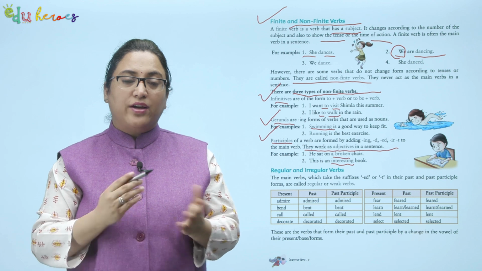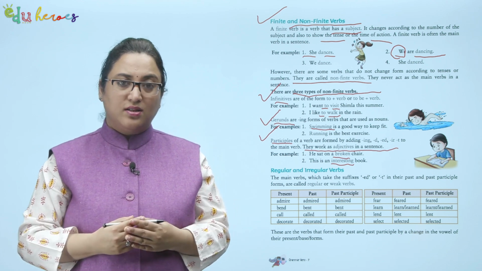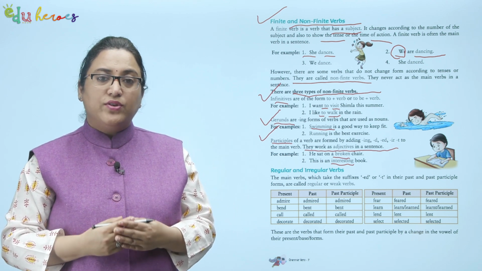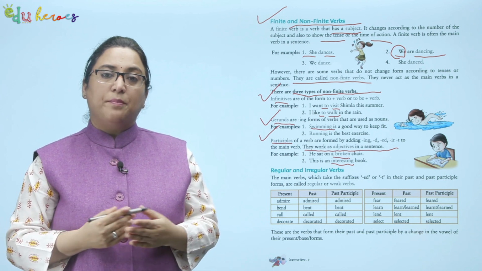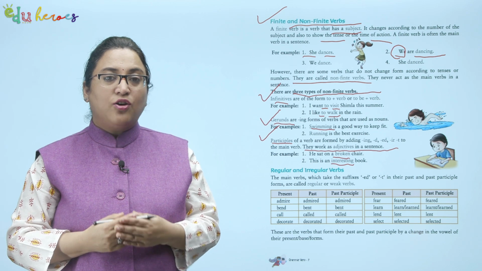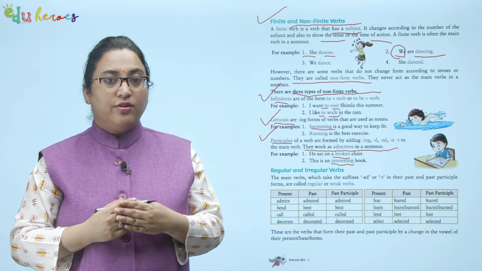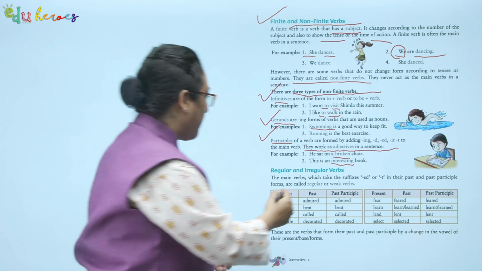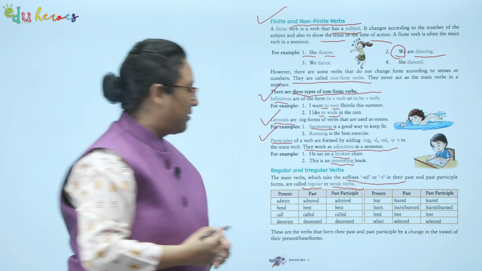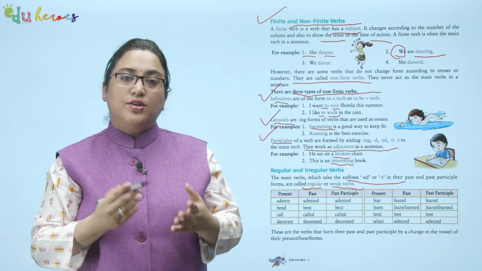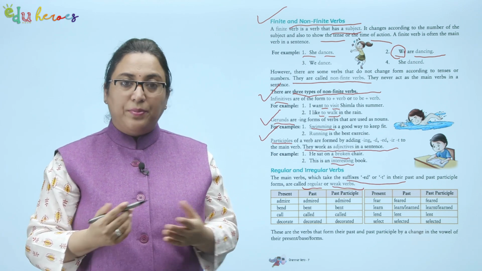Now we come to regular and irregular verbs. The main verbs which take the suffixes ed or t in their past and past participle forms are called regular or weak verbs. So here only addition of some suffixes happens.